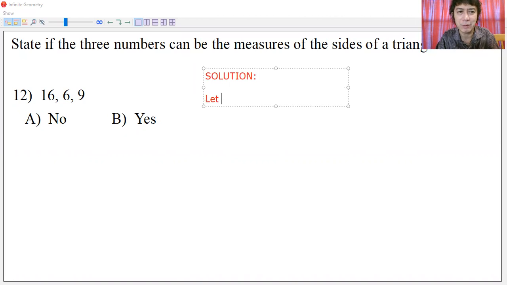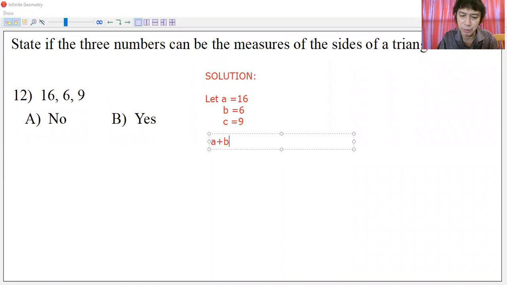Okay, so let A be equal to 16, let B be equal to 6, and let C be equal to 9. Then do the following tests. A plus B greater than C. That is 16 plus 6. Will that be greater than 9? Yes, so that is true. That's 22 greater than 9.